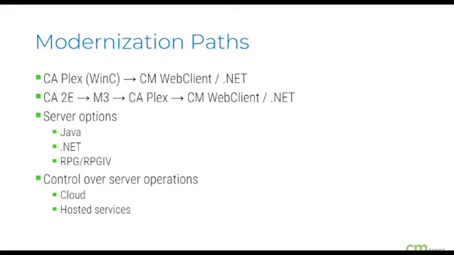So the two paths I'm going to look at for CA Plex, I'm mainly looking at WinC applications. We'll look at the path to modernize to WebClient, or optionally the .NET client. And for 2E users, we have an extra step in here, which is the M3 process. I'll be talking about that, and that will transform your 2E model to a CA Plex model, and then from there you can take advantage of WebClient or .NET client.